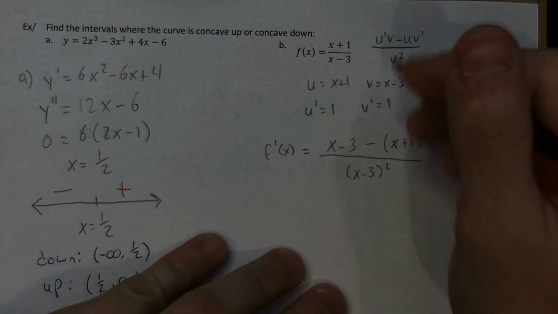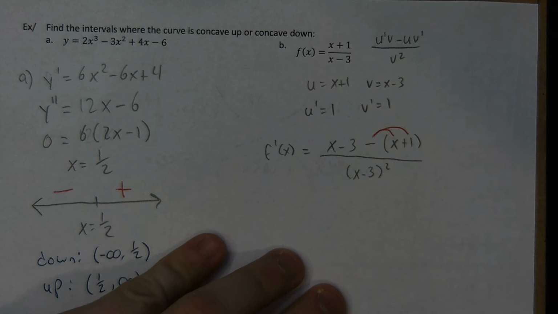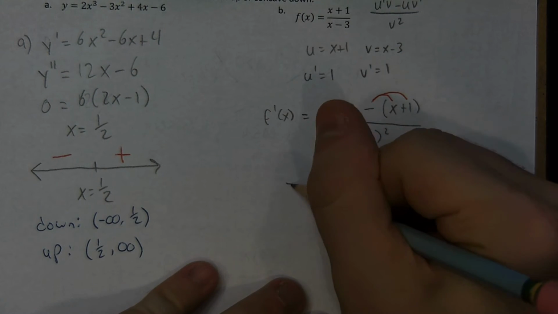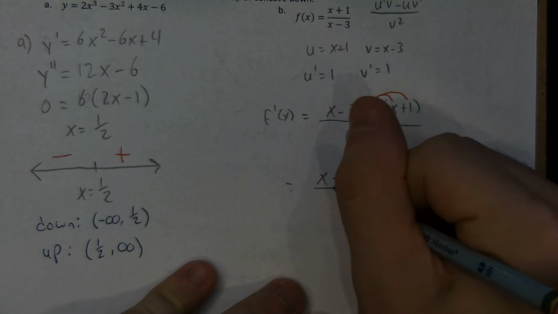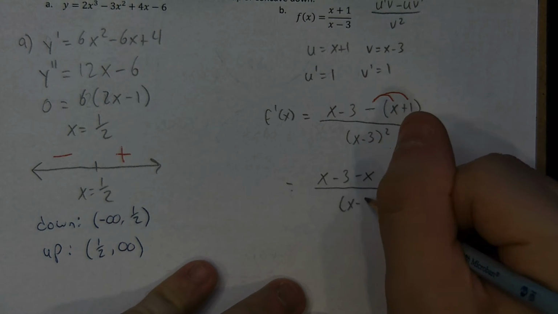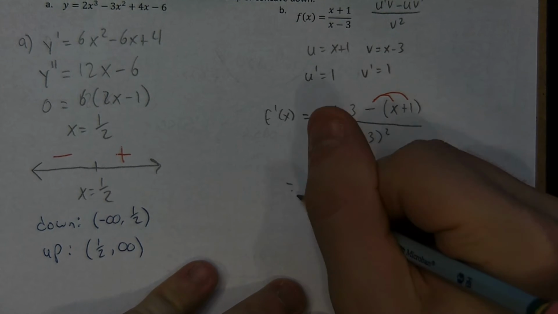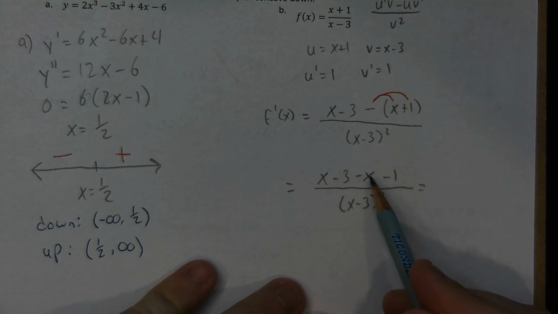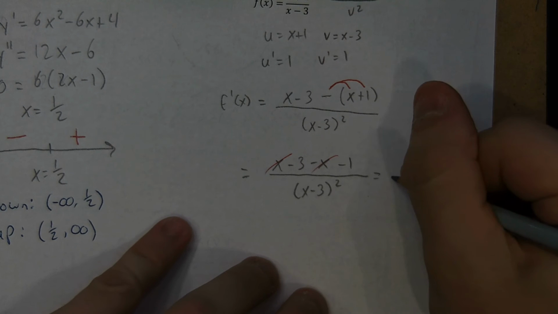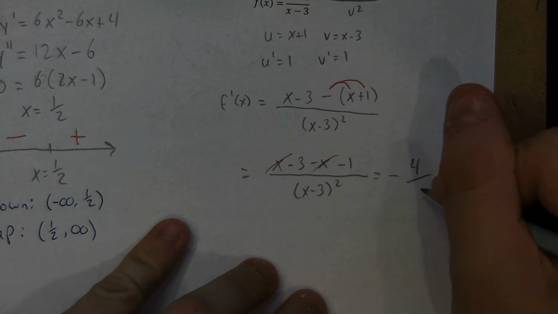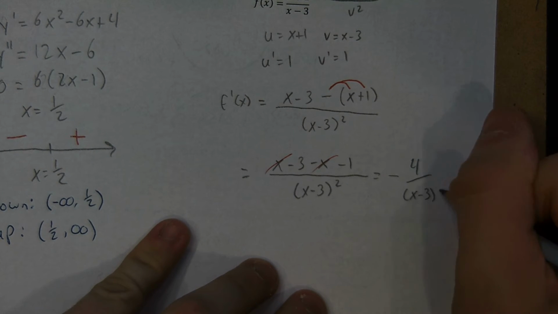This minus sign gets distributed both to the x and the plus 1. So let's clean it up a little bit. We get x minus 3 minus x minus 1. Well, looky there. The x's are going to cancel each other out. Looks to me like it's just negative 4 over x minus 3 squared.